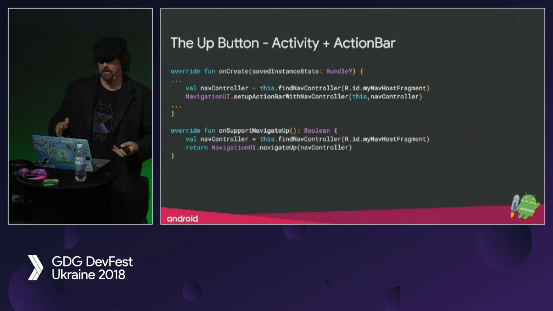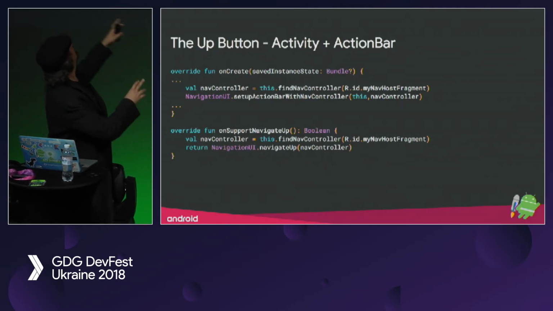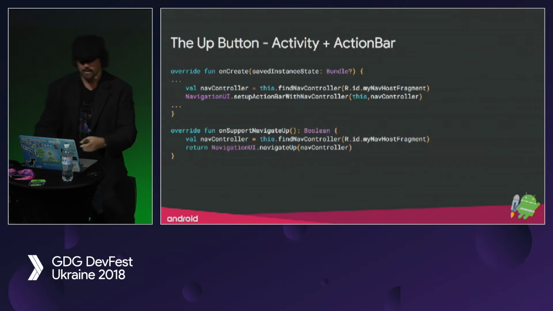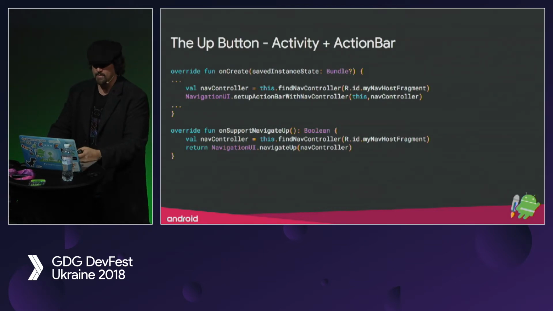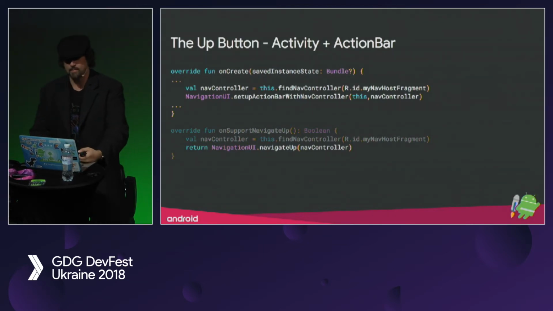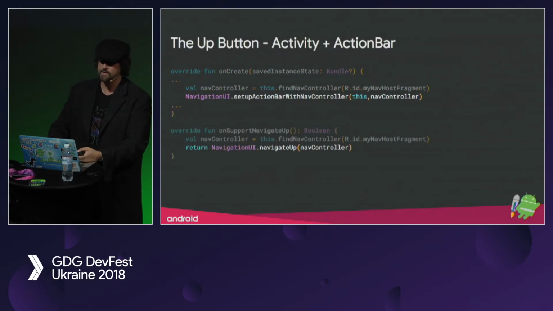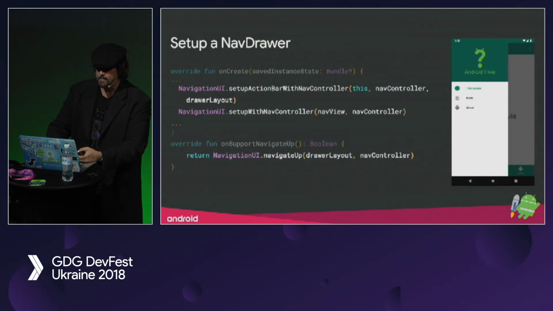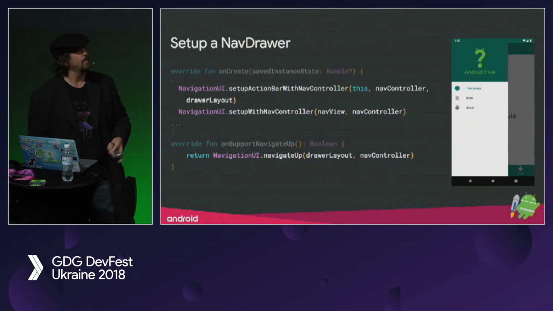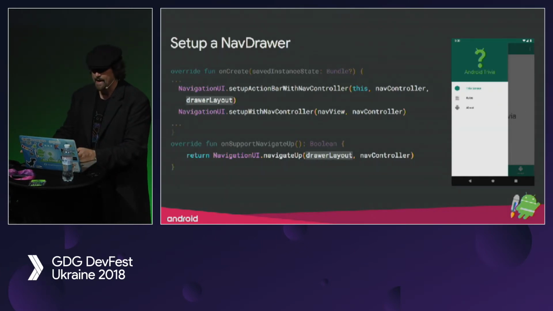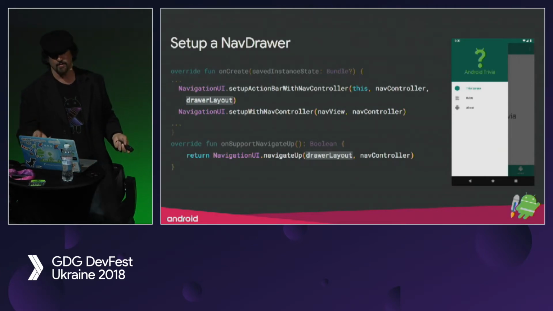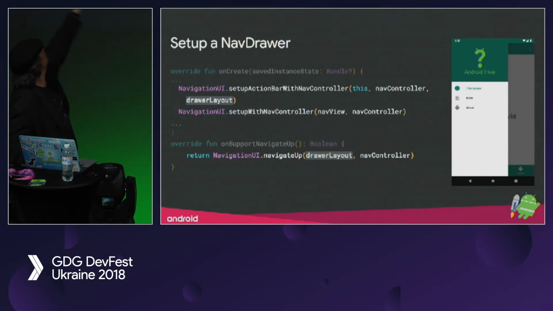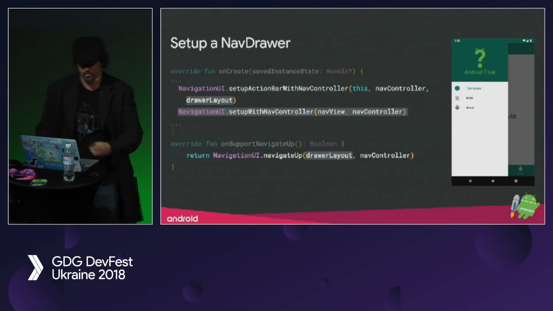Now, in the action bar, you also have to do a little bit more because you have to also handle this on support navigate up in addition to the setup action bar with nav controller in on create. Almost done with these. Adding a navigation drawer to the existing action bar involves adding this drawer layout to the existing action bar with nav controller and navigate up functions, as well as adding this additional setup with nav controller on the nav view associated with it.